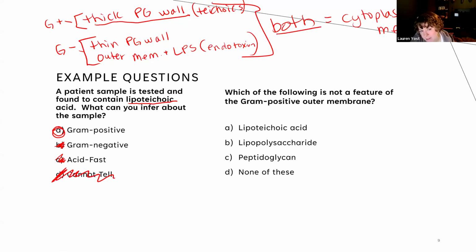Which of the following is not a feature of the gram-positive outer membrane? Trick question. Did I write about an outer membrane for our gram-positives? No, because they don't have one. Their wall has this lipoteichoic acid, not their outer membrane. They don't have an outer membrane. Their wall has peptidoglycan. The gram-negatives have lipopolysaccharide in their outer membrane.